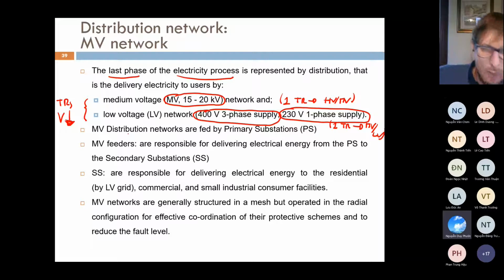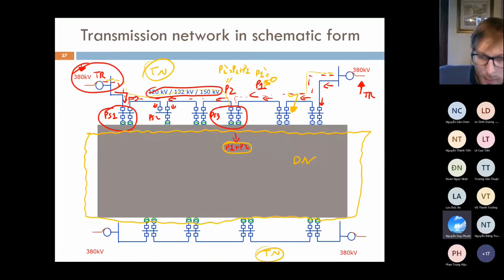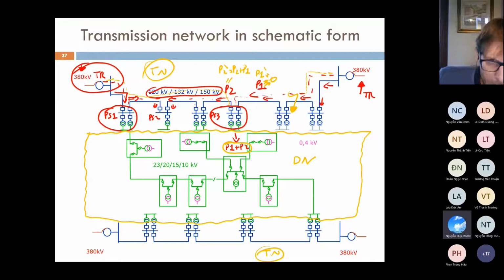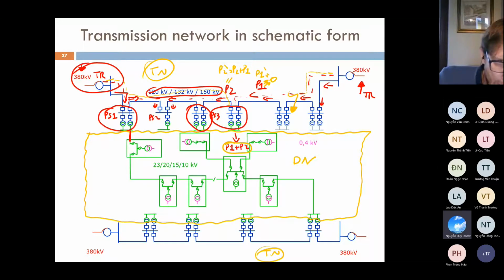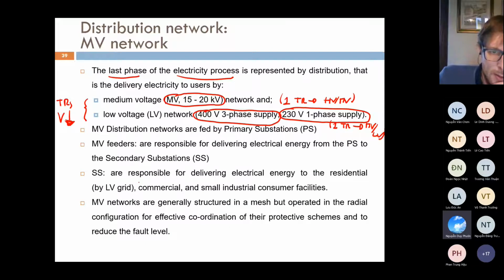The medium voltage distribution networks are fed by primary substations. So the primary substations, which are, for instance, this one, are feeding the distribution network. Then from the primary substation, you have some feeders. For instance, this is one feeder, and this is another feeder that are supplying some secondary substations. So the power goes from here to here, and then from here to here, etc. Basically, the feeders are the part of the power system that takes electrical energy from primary substations to secondary substations. And the secondary substation is the part of the power system that converts from medium voltage to low voltage.